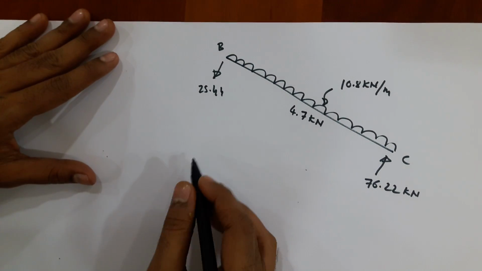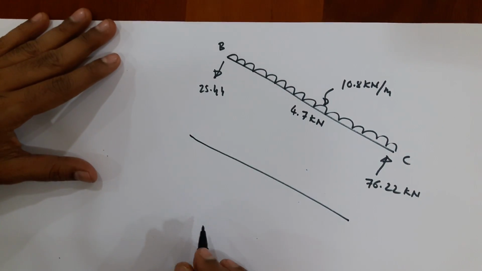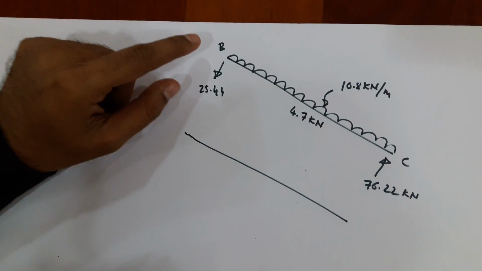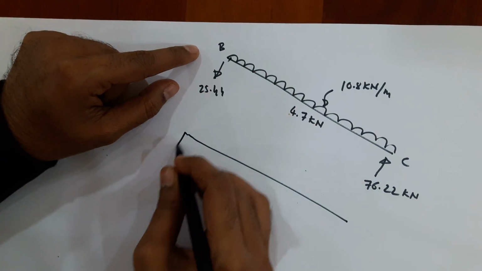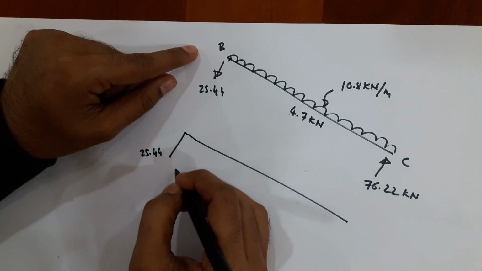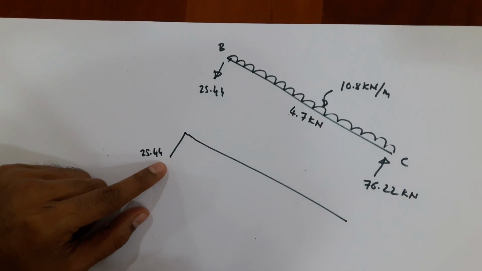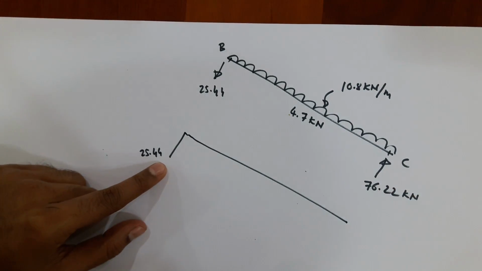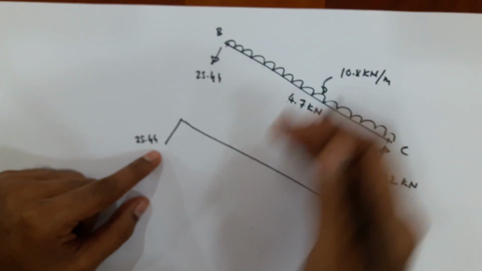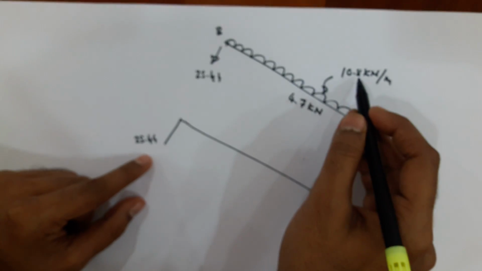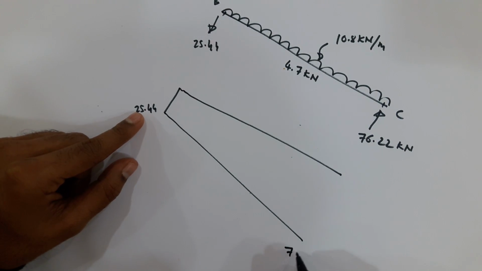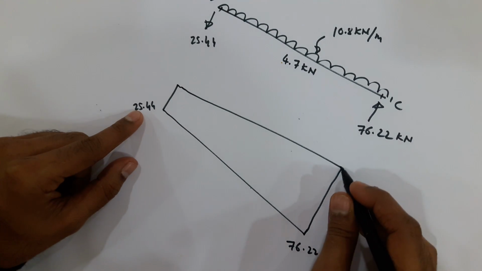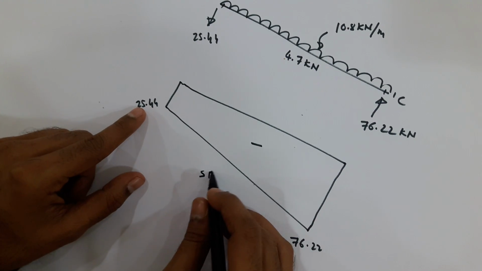we have to draw the shear force diagram. This is the datum for shear force. At left of B it is 0, at right of B this is going downward, so minus 25.44. Below the datum means we have to take minus shear force. Then we have the next point C. Left of C, the entire UDL is going downward, so minus 10.8 into 4.7 is added to this value, so here it will be 76.22. At right of C, this force is going upward, so this will be 0.